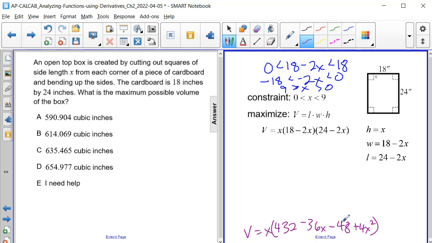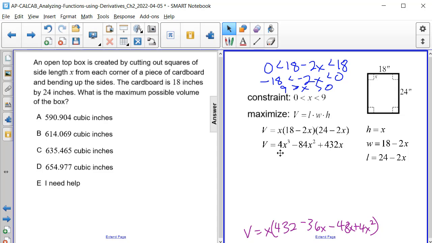If we combine our like terms together, we'll end up getting negative 84x, and we can rearrange these and put the highest degree as our first term in parentheses. And then if we distribute this x through to those terms, we will end up getting that the volume is equal to 4x cubed minus 84x squared plus 432x.